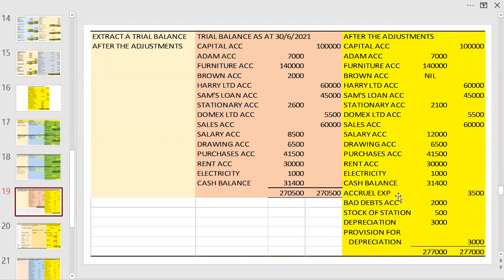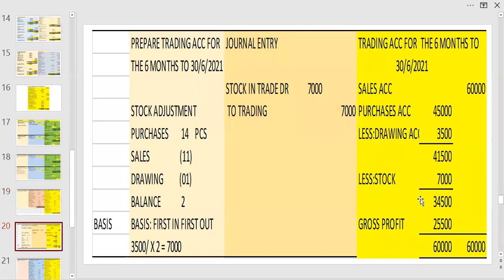So please note these differences. These 5 accounts came about because of those adjustments. Next question is to prepare a trading account for the 6 months ending 30th June 2021.